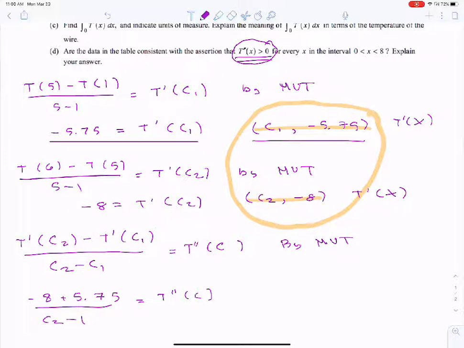So the question is, it only has to fail in one interval? Yes. And the reason is, if you notice, in part D they were saying, are the data in the table consistent with the assertion that t double prime is greater than x for every x? And we said no. We found one instance, right? So it can't be every x. Because it fails once, that entire statement is false.